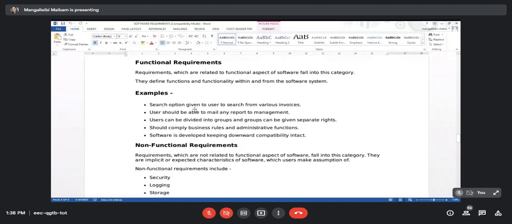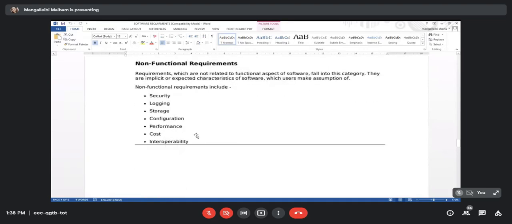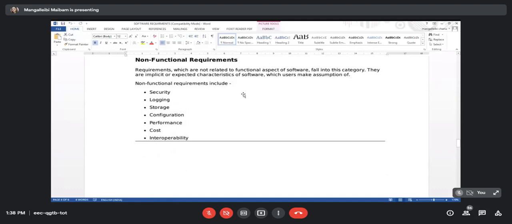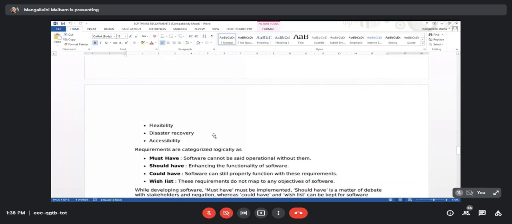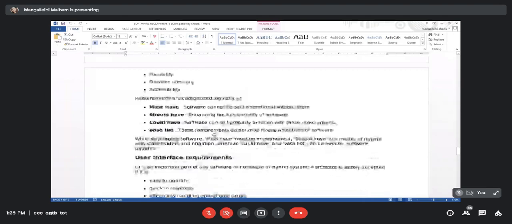So like this, these are functional requirements which are related to functional aspects, whereas in non-functional, it is not related to the functional aspects. That means we do not need to directly interact with the system.